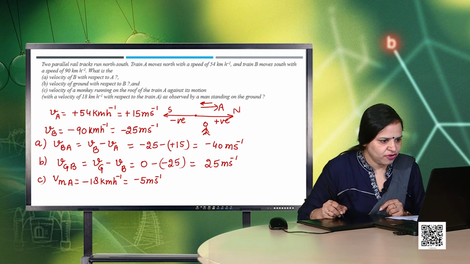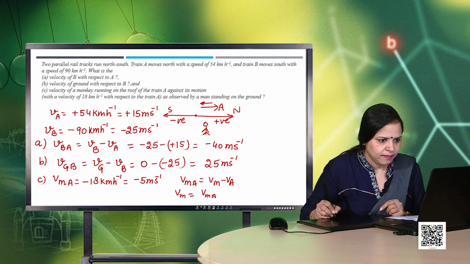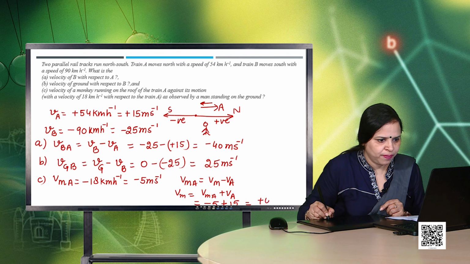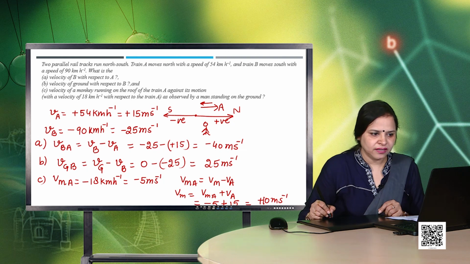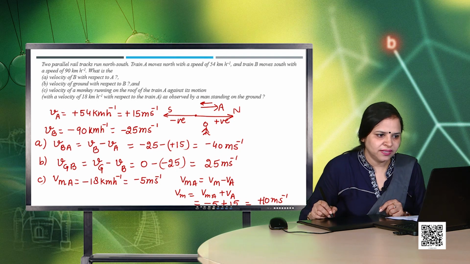To calculate the velocity of the monkey, we can write the equation VMA is equal to VM minus VA, or VM will be equal to VMA plus VA. Now, substituting the values, we get minus 5 plus the value of VA, which is plus 15. On solving, we get it equal to plus 10 meters per second. So, we can conclude that the velocity of the monkey is 10 meters per second towards north.